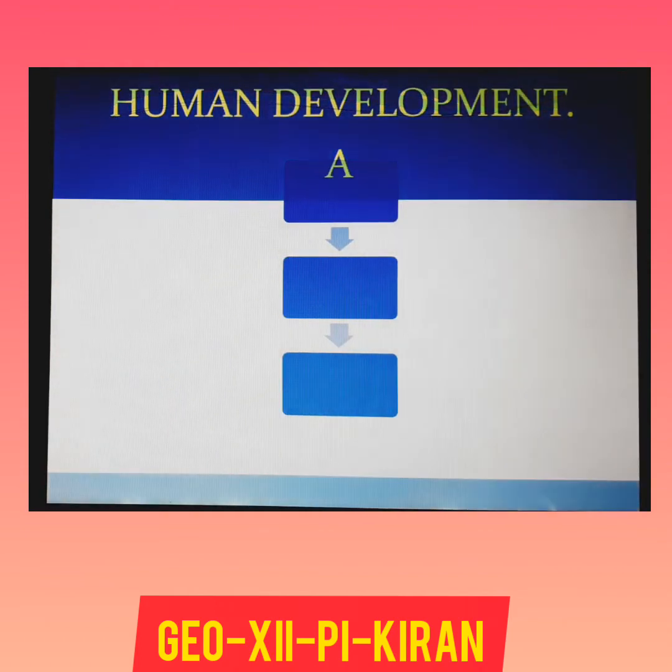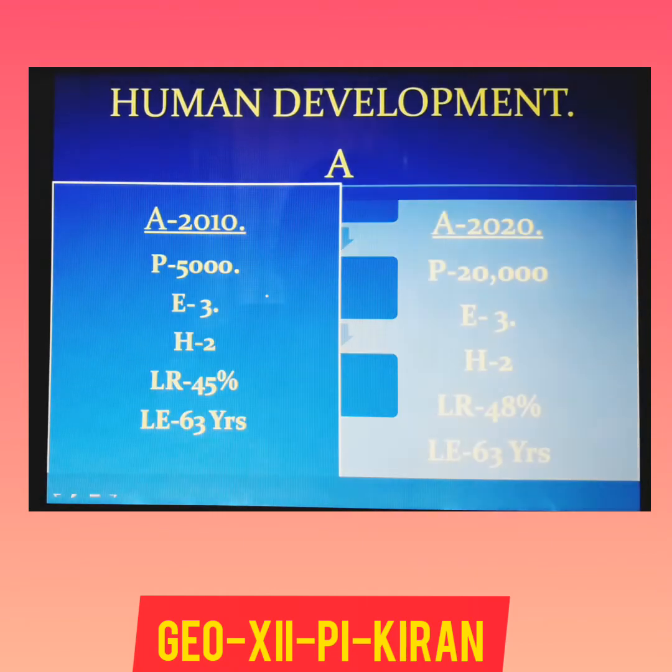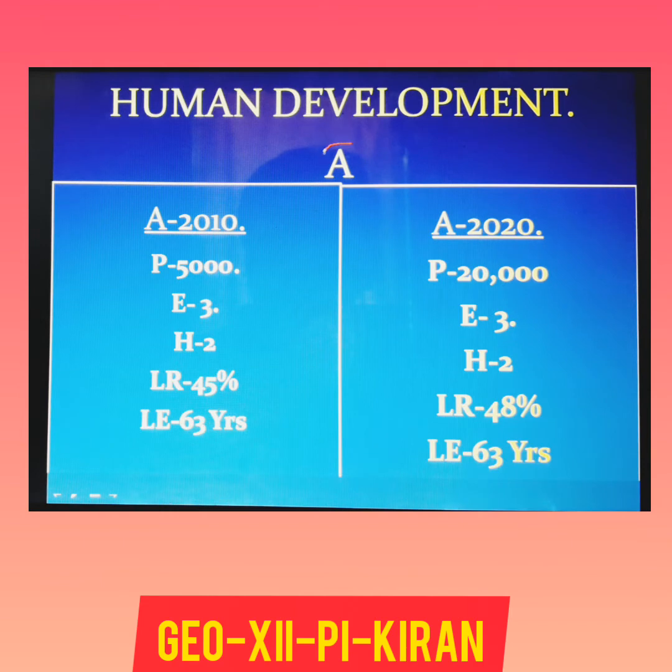Now, human development we will understand by taking the example of two places, place A and place B. Place A, it can be a village, it can be a town, or it can be a city also. Now, place A in 2010 and the situation in 2020. How it is going to have a growth and development. Place A, the population is 5,000 in 2010. It increases to 20,000 in 2020.